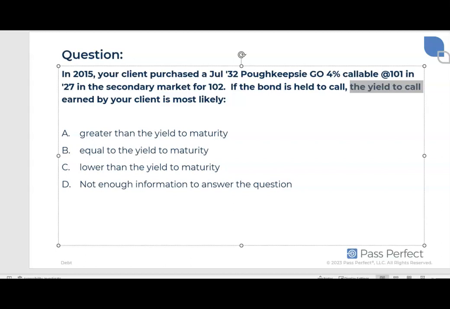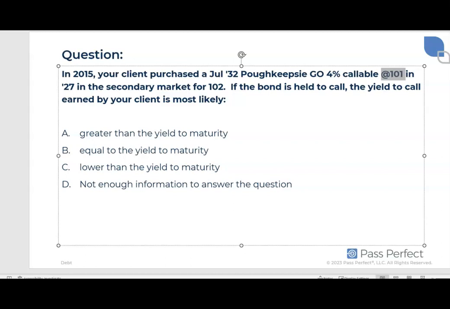So this bond was purchased, right? It was bought in the secondary market for 102. It's a premium bond. And even if it's callable away at 101 for $1,010, it'd still be called in at a premium in case it gets cashed out early. So therefore, since the price has gone down, the nominal yield stays the same, the current yield goes up, the yield to maturity goes up more than that, and the yield to call goes up even more than that.